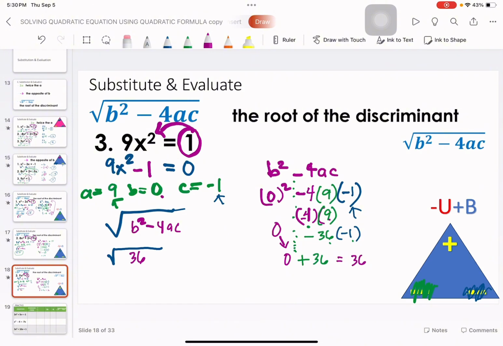And we're going to extract. What is the square root of 36? Okay, very good. That gives us positive 6, right? So this is our answer.